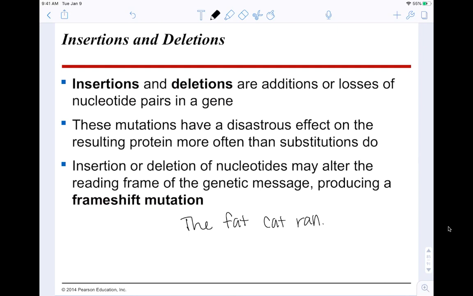These are all 3-letter words that make a sentence. The fat cat ran. Okay. This works for codons because you read 3, like codon 1, codon 2, codon 3, codon 4. You read 3 bases at a time.